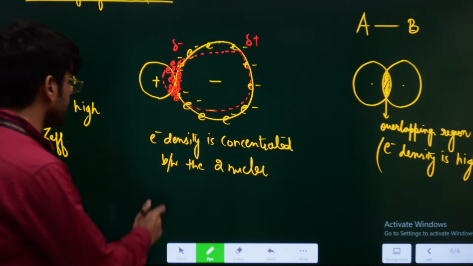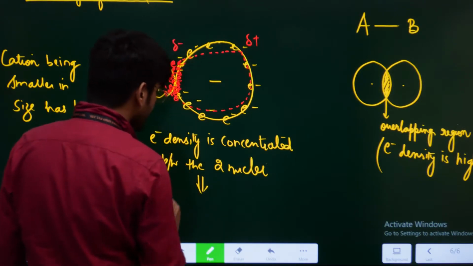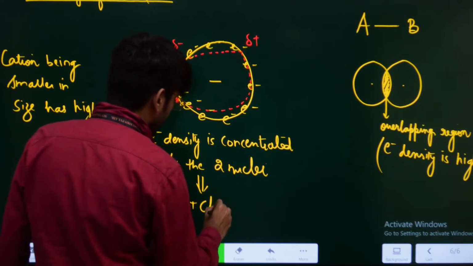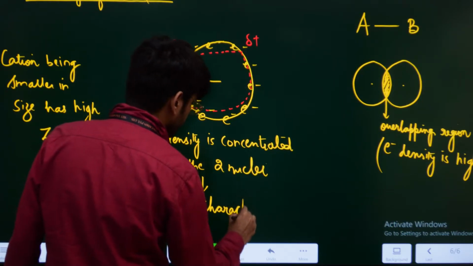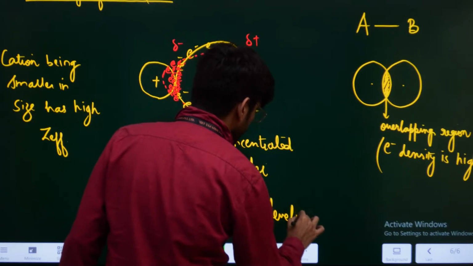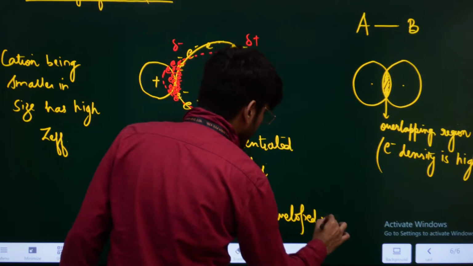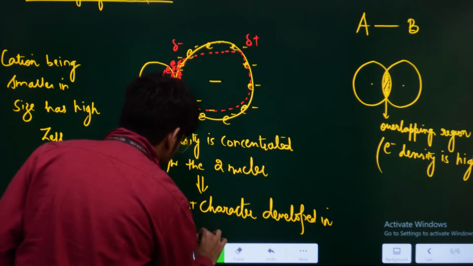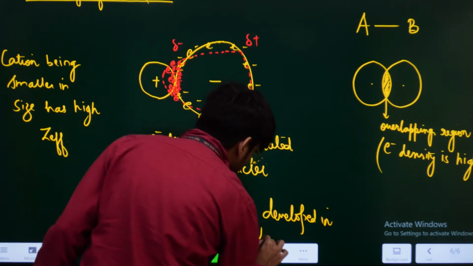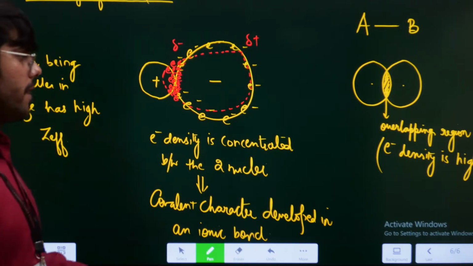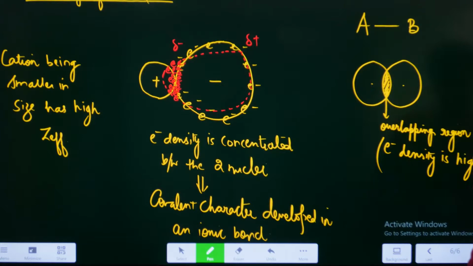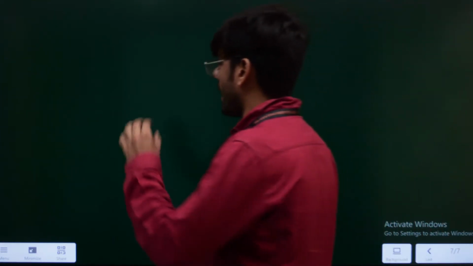Yes, sir. So, this implies that covalent character is developed in an ionic bond. Tell me if this is clear. Alright.